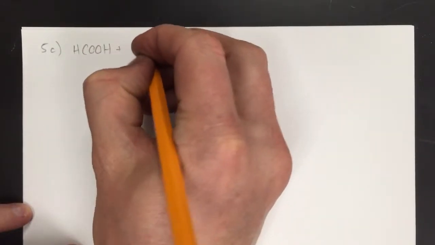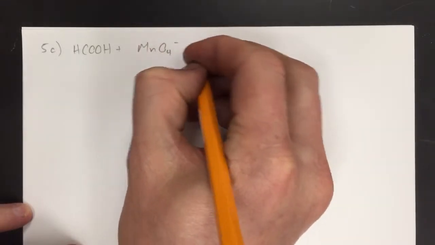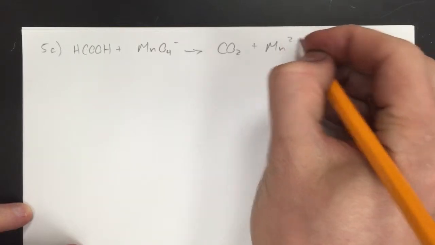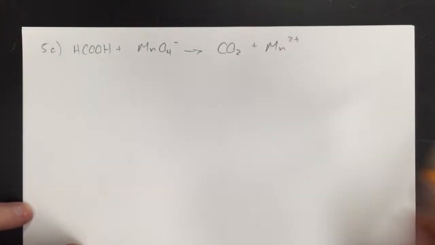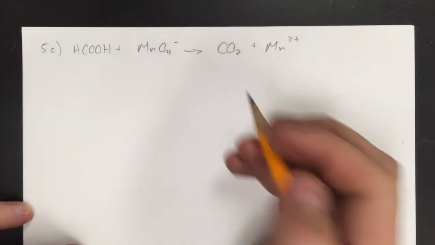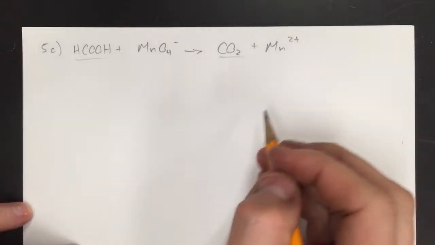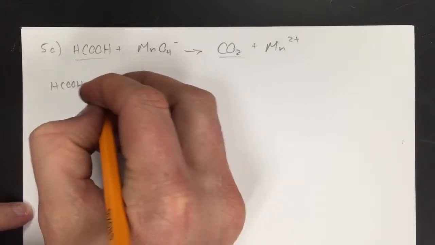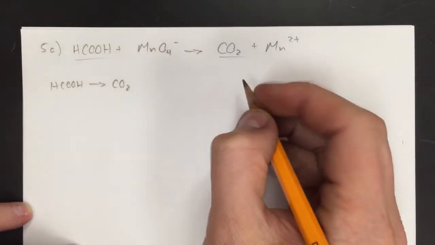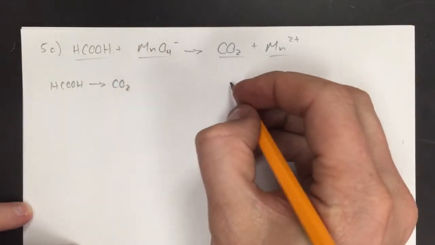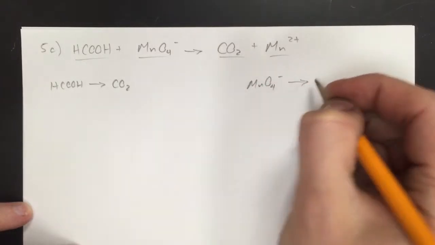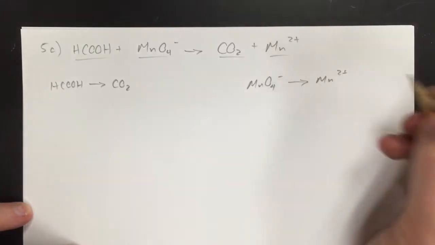HCOOH plus MnO4 minus reacts to form CO2 plus Mn2 plus. So first thing we do, step 1, is we split them apart into half reactions. One half reaction is HCOOH reacts to form CO2, and the other half reaction is MnO4 minus reacts to form Mn2 plus.